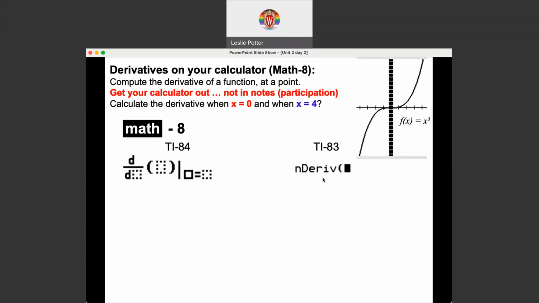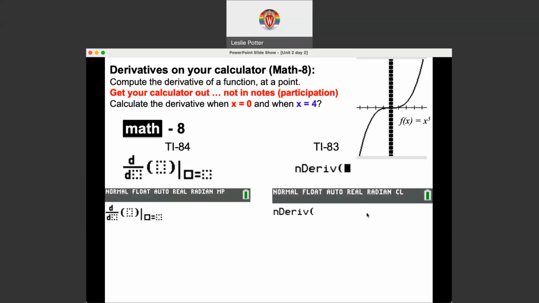Let me know though if you're getting confused with this notation, because I can help you through that. If you have an 83, you've got to live with this notation. If you have an 84, you should see this notation. If you see this notation on an 84, let me know. I can update your operating system so you see the MathPrint notation that looks more like what you write. Okay, so this is how we use Math 8.